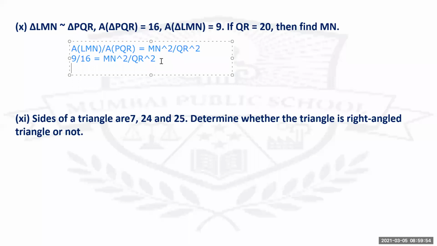So check, 9 and 16 are perfect squares. So you'll remove the square root on both these sides. So this is taken as 3 upon 4 equals MN upon, now in place of QR, I'm going to substitute the given value, that is 20.